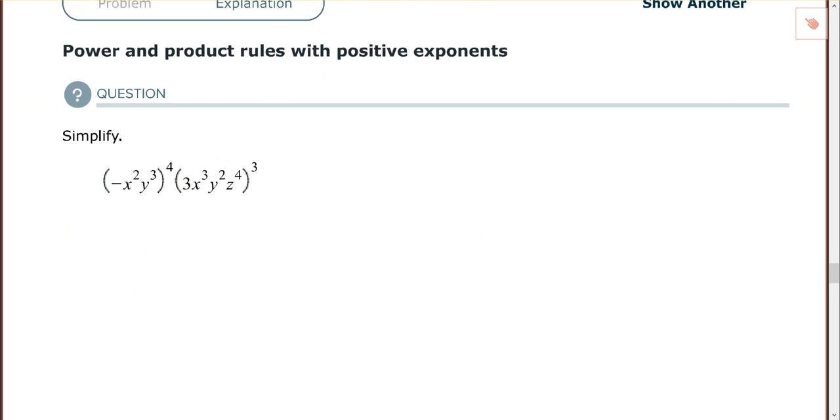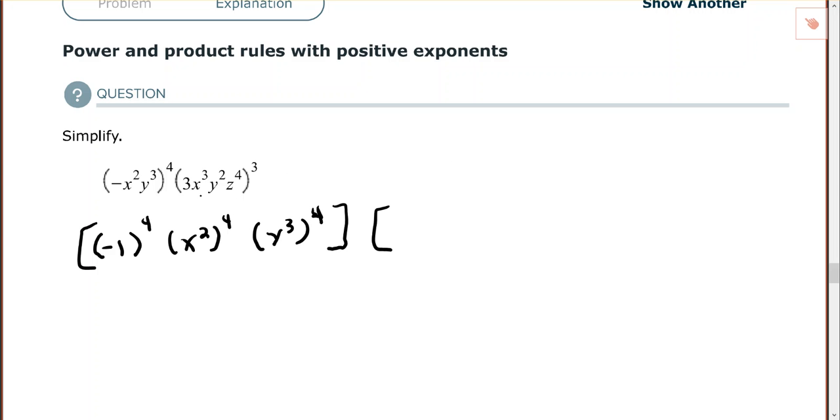Let's look at another problem similar to that one. All right, so we have negative 1x squared, so negative 1 to the fourth, x squared to the fourth, y to the third raised to the fourth power. And remember, the negative 1 comes from an understood negative 1 right here in front of that x squared. And then over here, we'll raise everything to the third power.